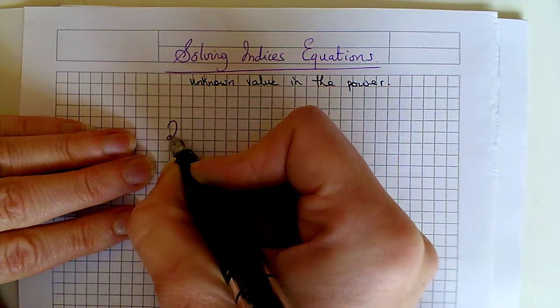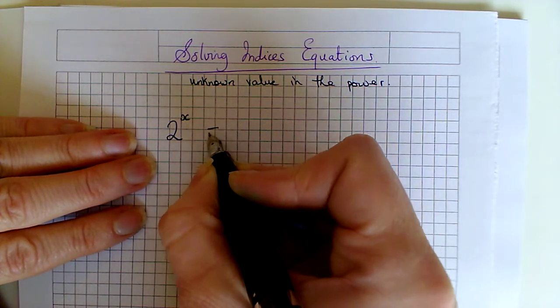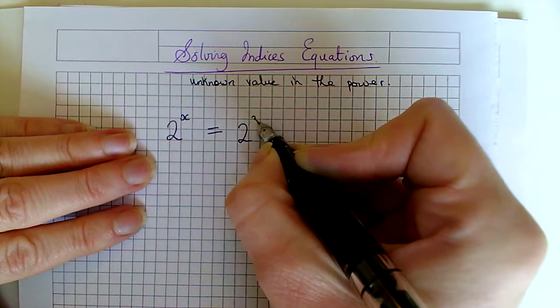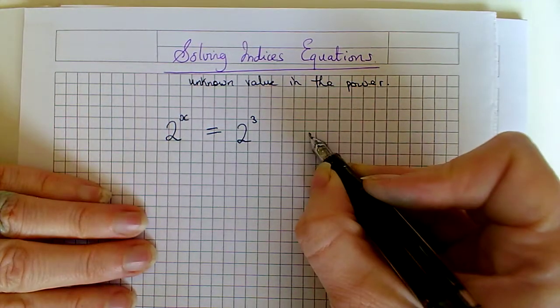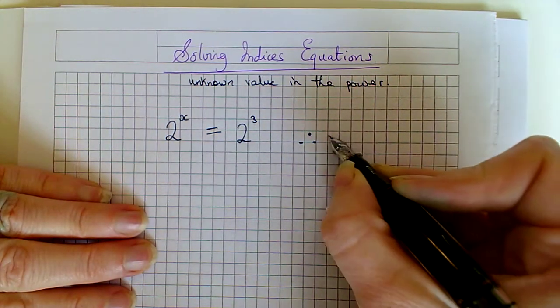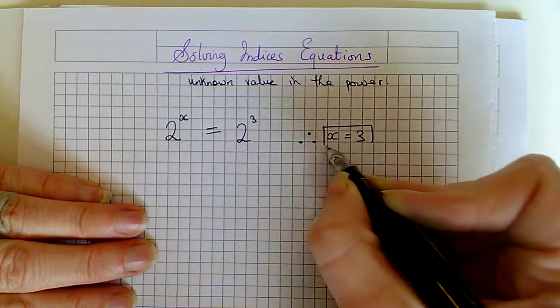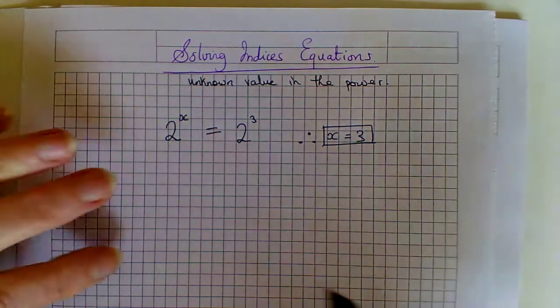If I have something to an unknown power, and it's equal to that same base number on the other side, I can ignore the base numbers and straight away say that x is equal to 3. So it looks really obvious when we look at something like this.